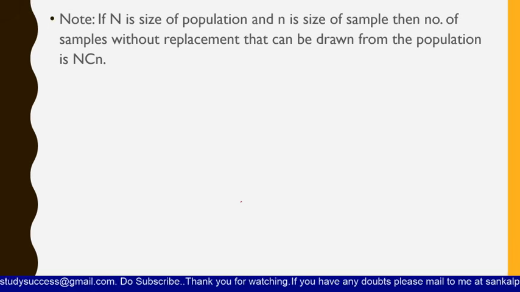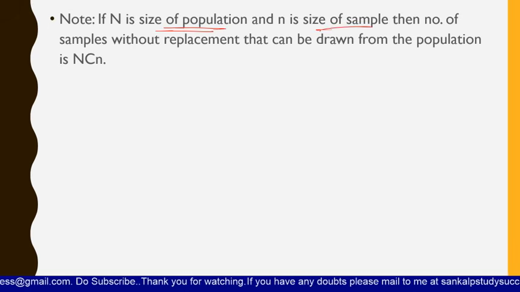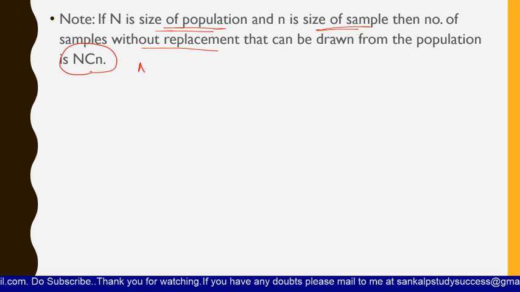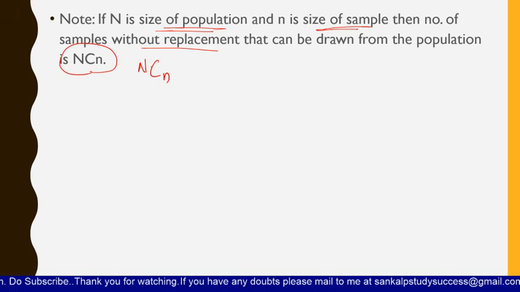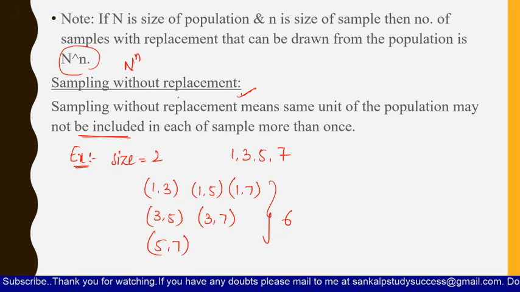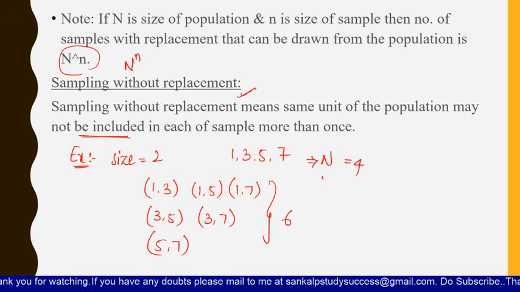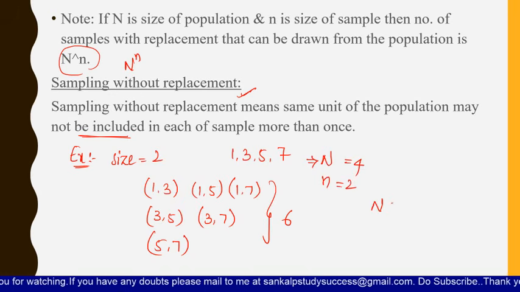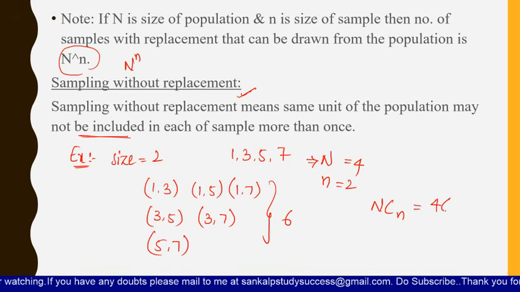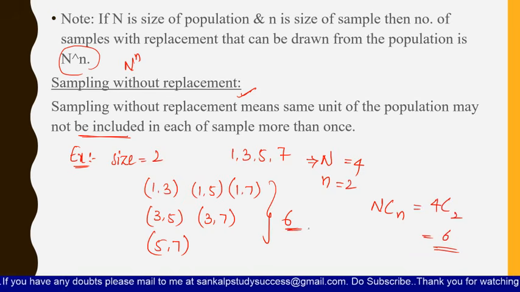Let us see the note where capital N is the size of the population and small n is the size of the sample. If it is drawn without replacement, then the formula is capital N C small n. Let us check with the example whether it is correct or not. Here capital N is 4 and small n is 2. N C n, that is 4C2. What is the value of 4C2? It is 6. That means whatever we got is exactly correct.